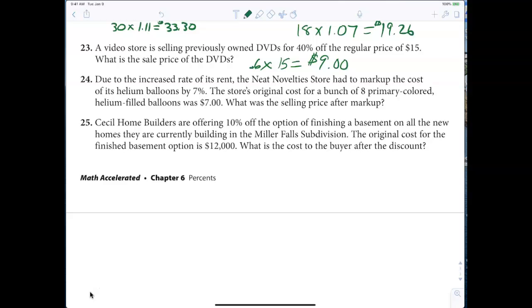Okay, I need 24. Read it. Jack, go. Due to the increased rate of its rent, the Neat Novelty Store had to mark up the cost of its helium balloons by 7%. The store's original cost for a bunch of eight primary colored helium balloons was $7. What was the selling price after the markup?